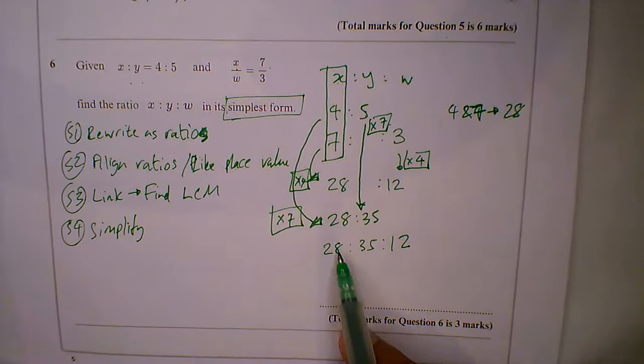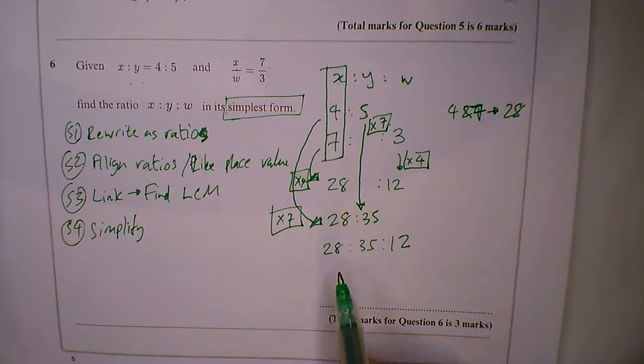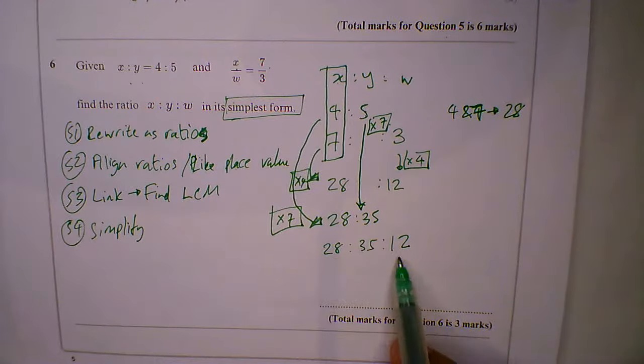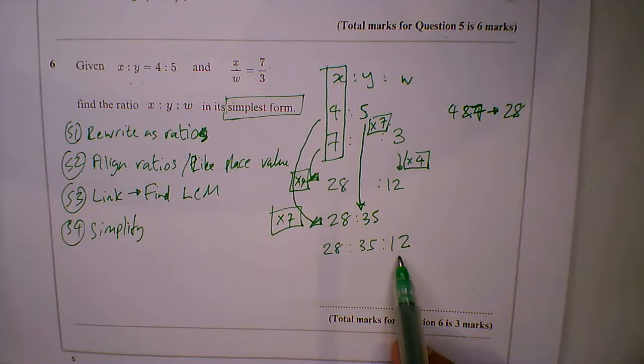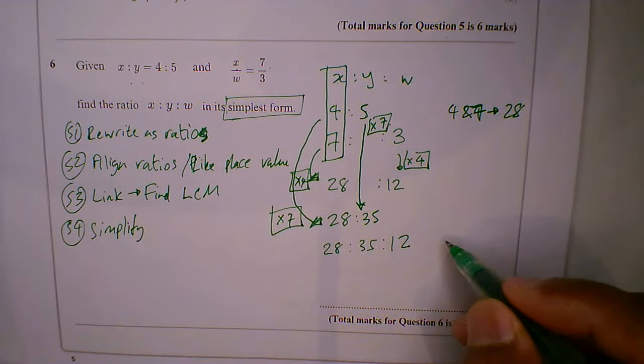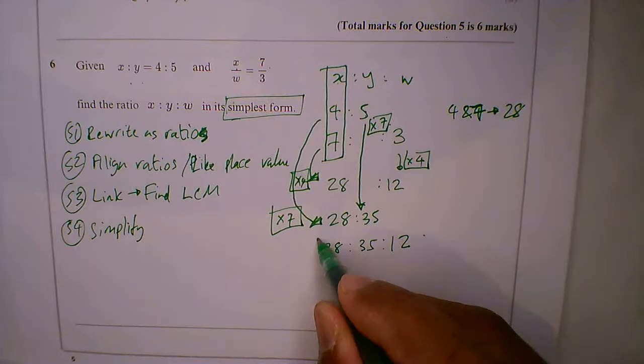And is there any common numbers here between them? 12 is an even number, 35 is an odd number, 28 is an even number. 3 doesn't go into 35, 5 doesn't go in, 6 doesn't go in. And so I think this is our final answer. There's no common numbers between them. Yeah, so that's our final answer.